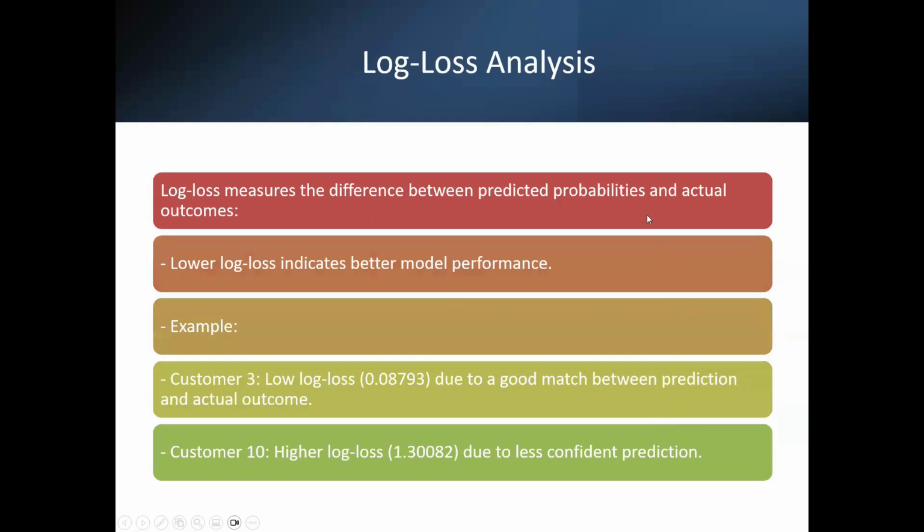Log loss measures the difference between predicted probabilities and actual outcomes. Lower log loss indicates better model performance. Example, customer 3, low log loss 0.08793, due to a good match between prediction and actual outcome. Customer 10, higher log loss, 1.30082. If you want, you can go back to the spreadsheet and check it, or go back to the previous video and check it. Customer 10 has a higher log loss due to a less confident prediction.